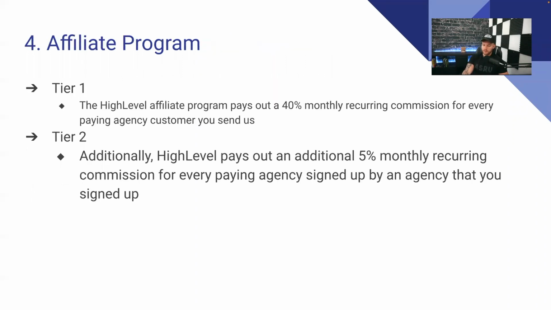Now, the next thing that is really beneficial about High Level is their affiliate program. And they really have two different tiers inside the affiliate program. Tier one is the program that pays you out 40% monthly recurring commission for every paying agency customer you send them. So basically, anyone that you send them that uses your link, you get 40% of that monthly recurring revenue, which when you start adding this up, you can get a consistent couple $1,000s coming in consistently.